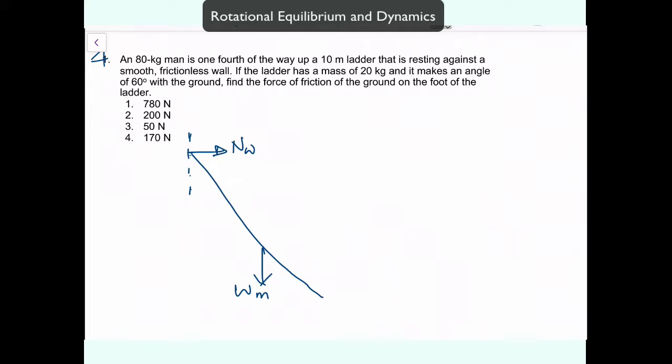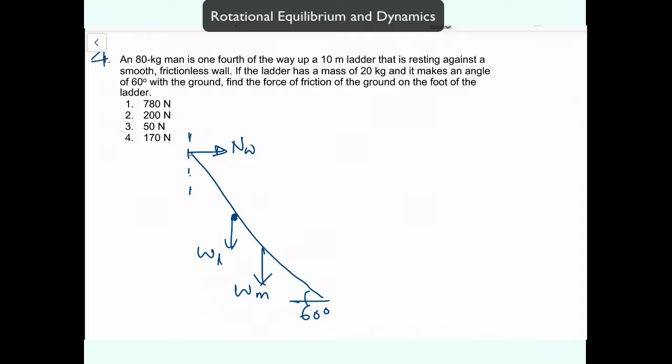That means there is no force in the vertical direction, and the ladder makes an angle of 60 degrees with the horizontal. So this is the angle, 60 degrees, and the ladder's weight, which is going to be right at the center, will affect the motion as well. The weight of the ladder acts in the vertical direction, and it's given as 20 kilograms. We're going to find the force of friction.